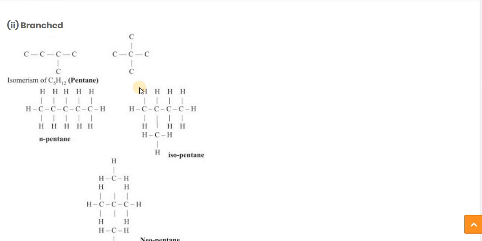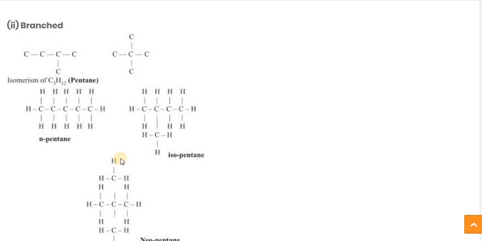Here the isomers of pentane are given. You can see the n-pentane, isopentane and neopentane. In these three structures the number of carbons is the same, 5 only, but the structure of the carbon is different. In the first one it's a chain structure, whereas isopentane and neopentane have a branched structure. So this kind of structure is known as an isomer. All three are called the isomers of pentane.